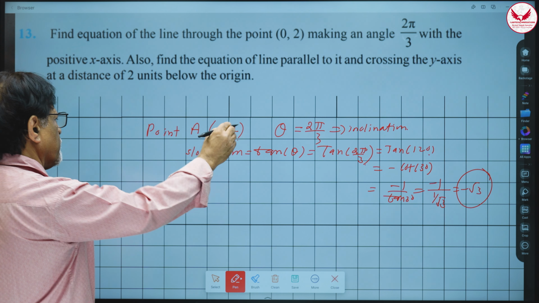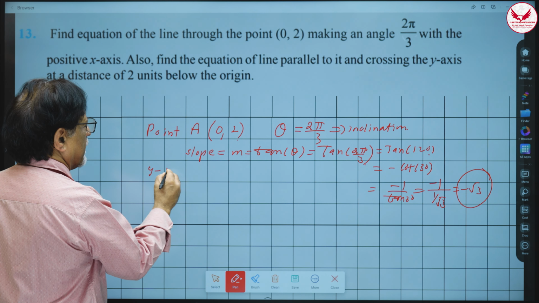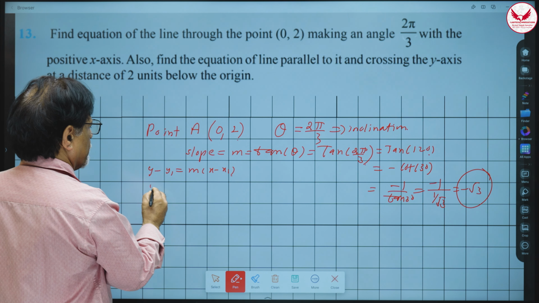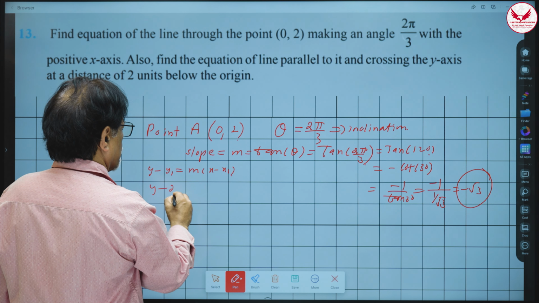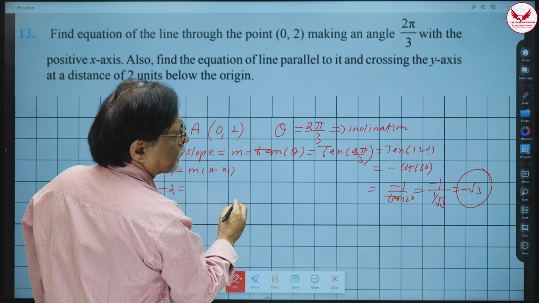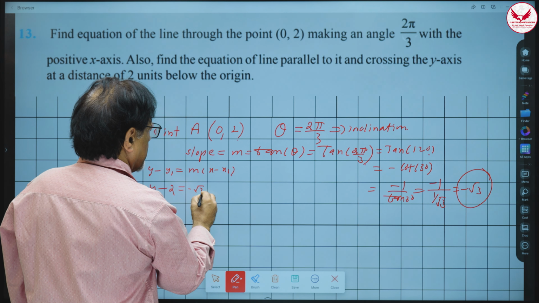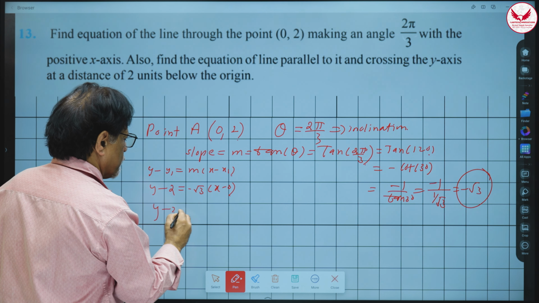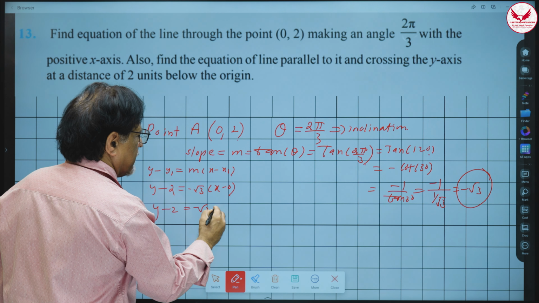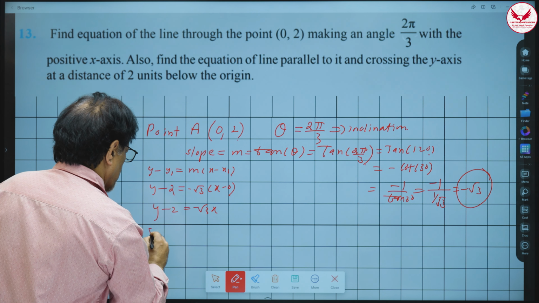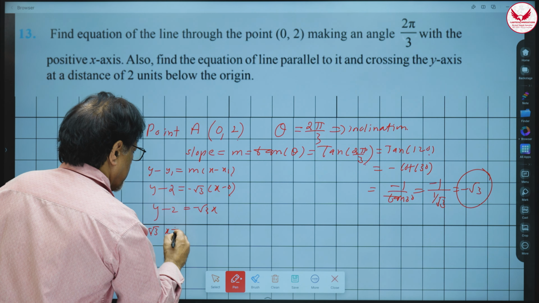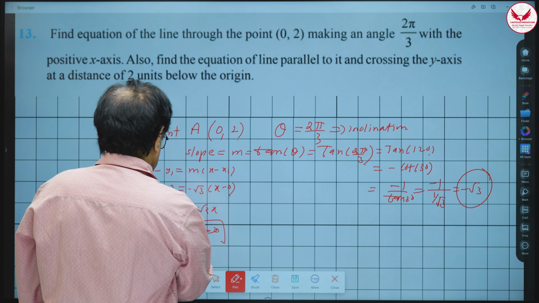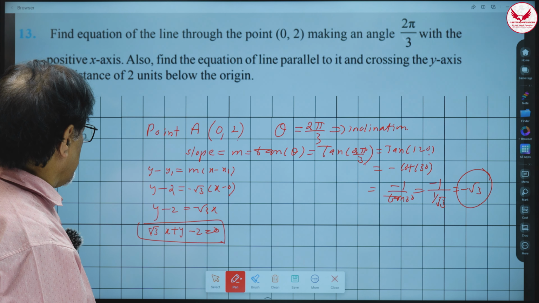So therefore, the equation of the line is given by y minus y1 is equal to m into (x minus x1). So y minus y1, that is 2, m is what? Minus root 3, x minus 0. So therefore y minus 2 is equal to minus root 3 x, which is root 3 x plus y minus 2 is equal to 0. That is our answer, right? So this is the equation of the line.